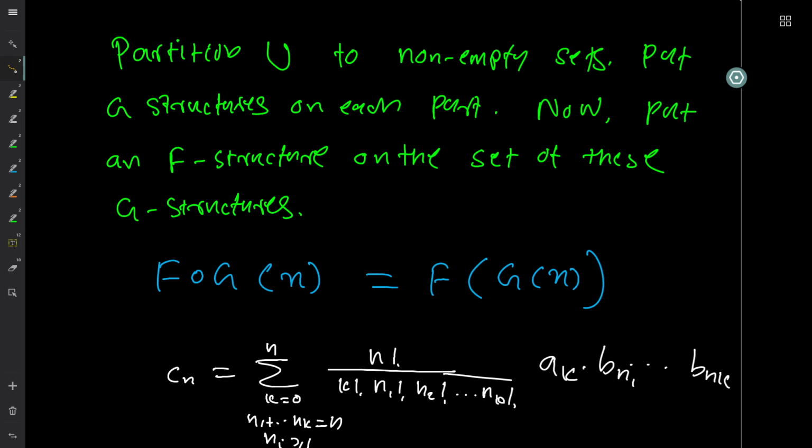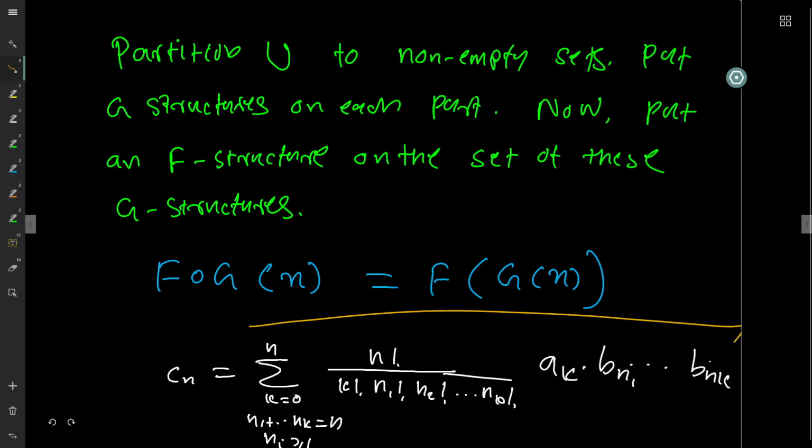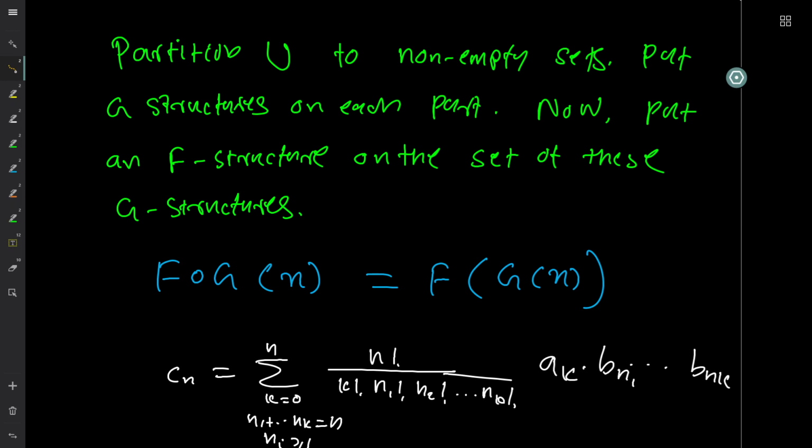Okay, so one can verify that the number of F composition G structures on an n element set U is given by the following formula. If you do this, you will get the summation, k equal to 0 to n, of n factorial by k factorial, into n1 factorial into etc. nk factorial, where the summation of the n_i is equal to n, and each of the n_i is at least 1, times a_k into b_n1 etc., the product of b_n1 to b_nk.